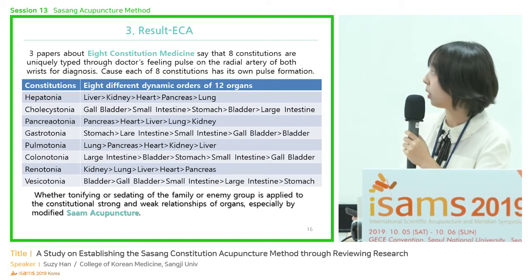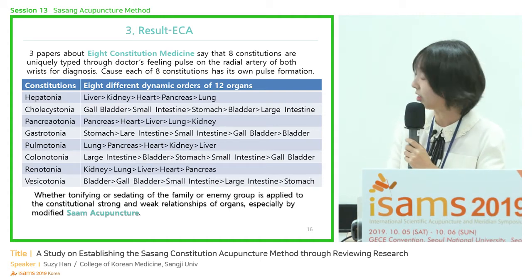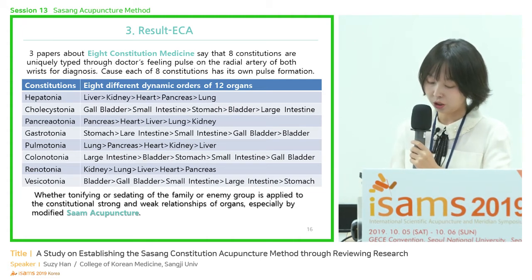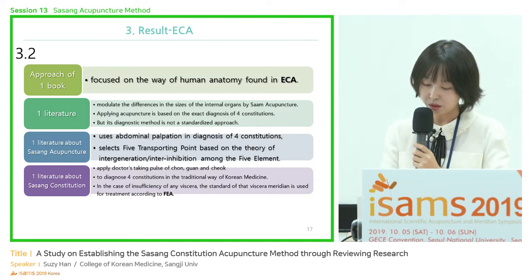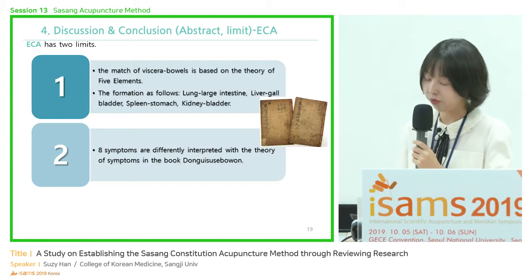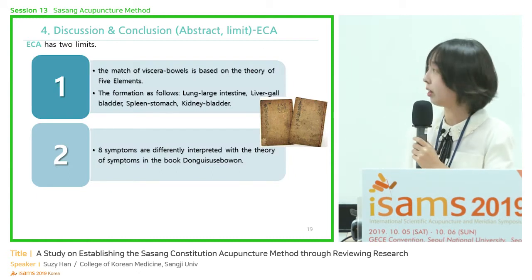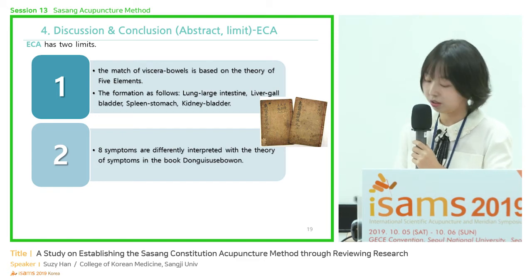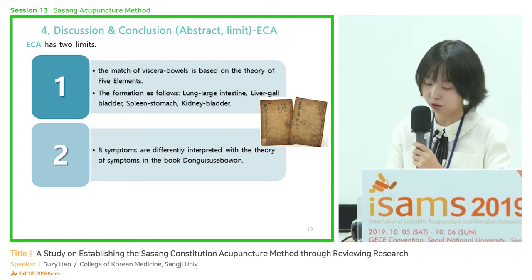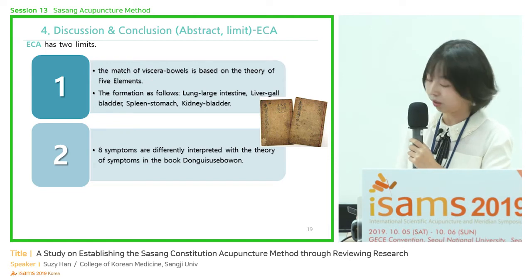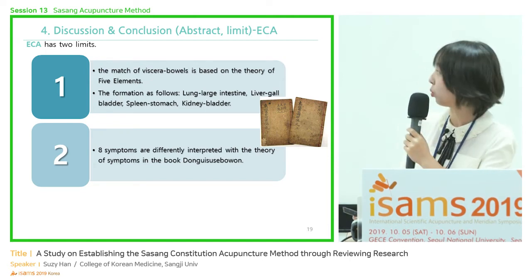There's no use of talking about Sasang acupuncture principles this time, I think. 8 Constitution medicine method is applied in various studies, especially in musculoskeletal disease. However, applying 8 Constitution acupuncture to Sasang Constitution has 2 limits. First, the match of viscera is based on the theory of 5 elements. The formation is as follows: lung, large intestine, heart, small intestine, spleen to stomach, liver, gallbladder, kidney to urinary bladder. And second, 8 symptoms are differently interpreted with the theory of the symptoms in the book Dongui Suse Bowon.